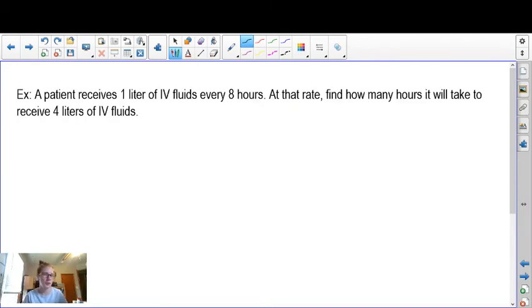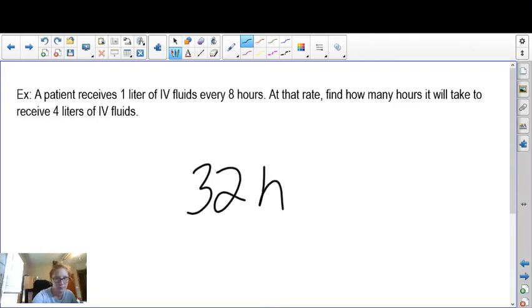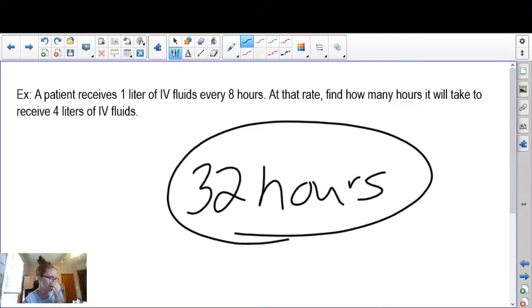Okay, try this one on your own. A patient receives 1 liter of IV fluids every 8 hours. At that rate, how many hours will it take for the patient to receive 4 liters of IV fluids? So 32 hours.